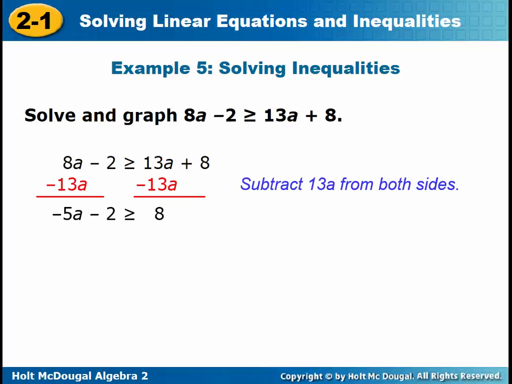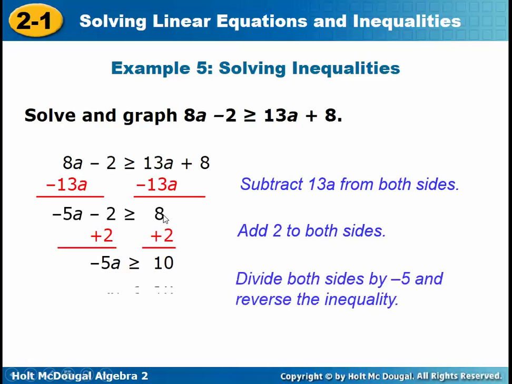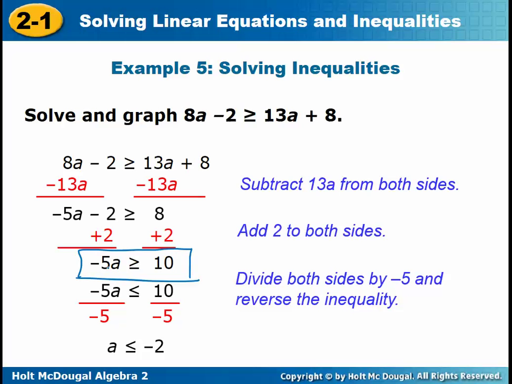equation. We need to get the variables on the same side, so we subtract 13a from both sides and get negative 5a minus 2 is greater than or equal to 8. Then we'll add 2 to both sides and get negative 5a is greater than or equal to 10. Now here's where you have to be careful. Right here, I can see that I have to divide by a negative number. When you divide by a negative number, you change your less than or equal to a greater than or equal.